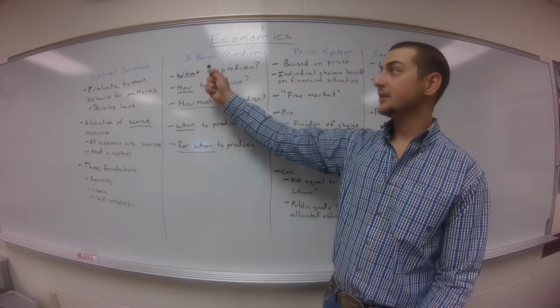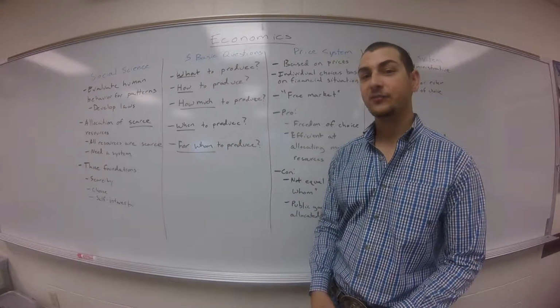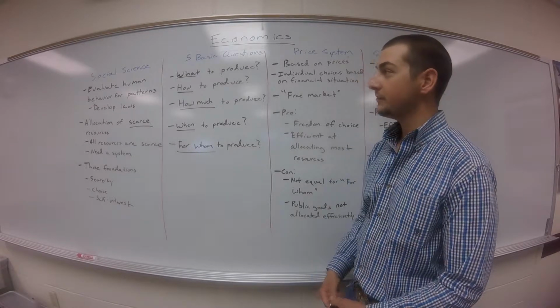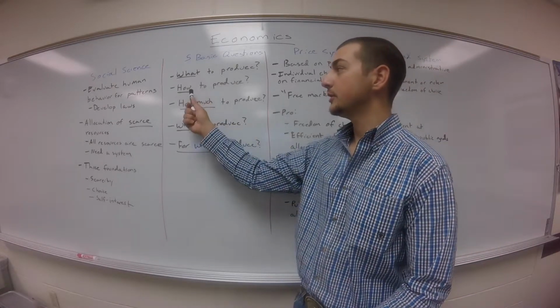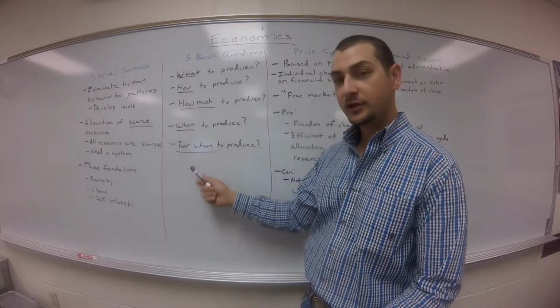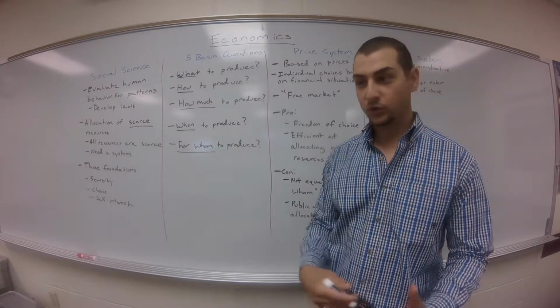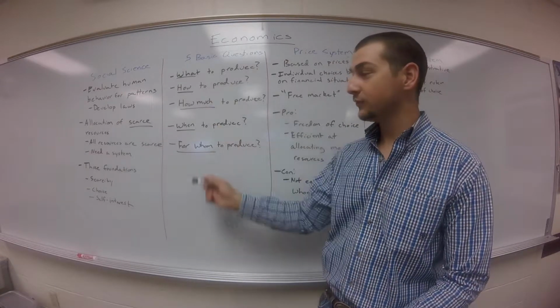So that leads into the next thing, and that's the fact that every economic system must answer 5 basic questions. The 5 basic questions are what to produce, how to produce, how much to produce, when to produce, and for whom to produce. So every economic system, regardless of where you're at, must answer these 5 questions.